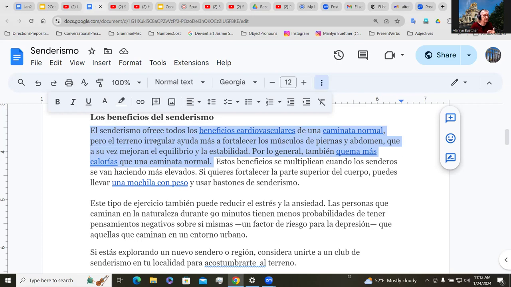In turn, these things help balance and stability. Okay. Generally, por lo general, generally, it also burns more calories than a normal walk.